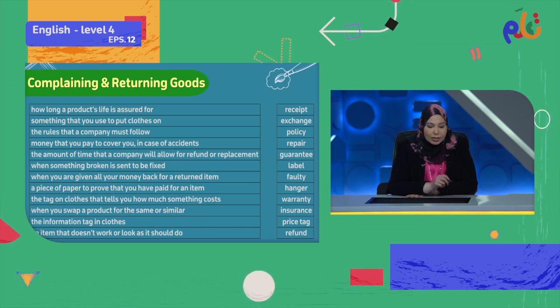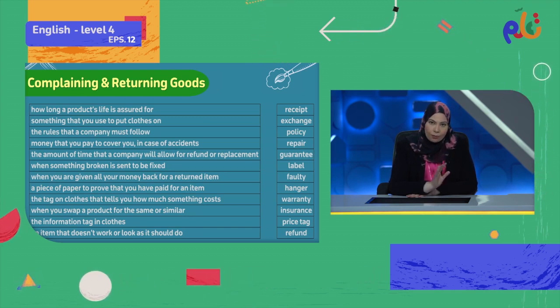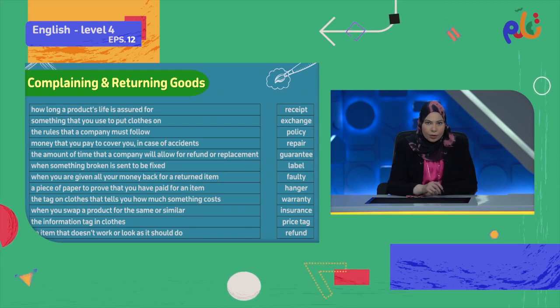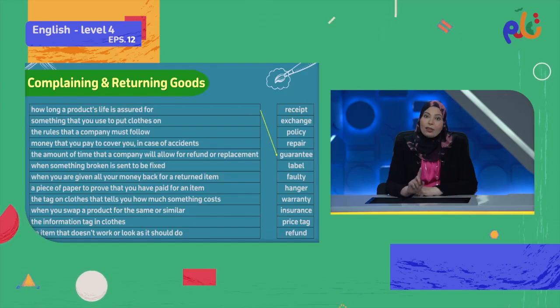How long a product's life is assured for. So this is our first word. This is the product that you get. They give you time. If any problem happens with it, you can just return it, or actually here it's not return it, you can fix it for free. So this is called the guarantee.